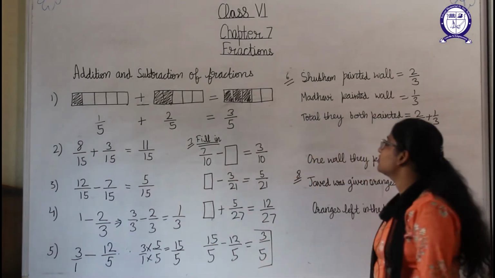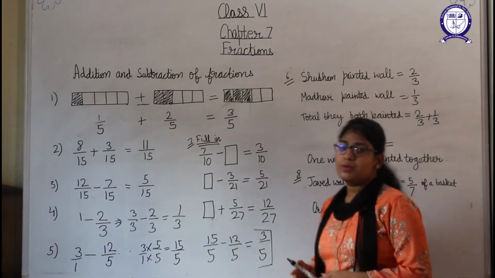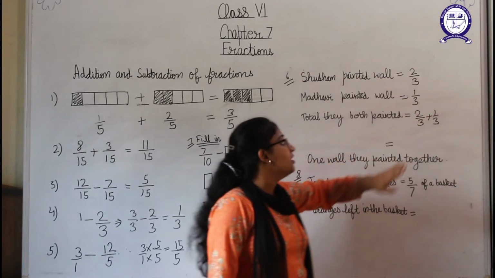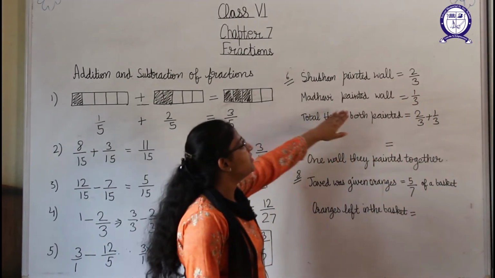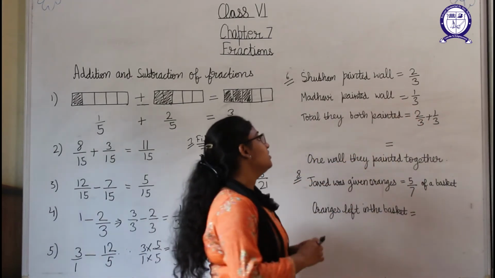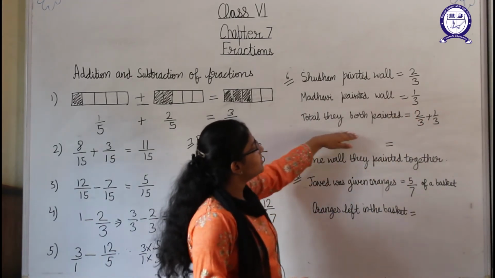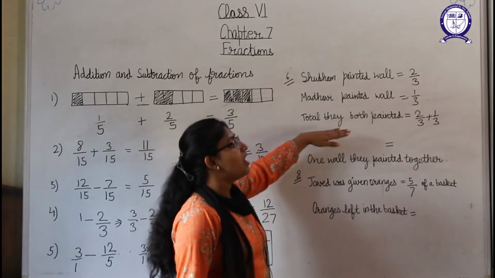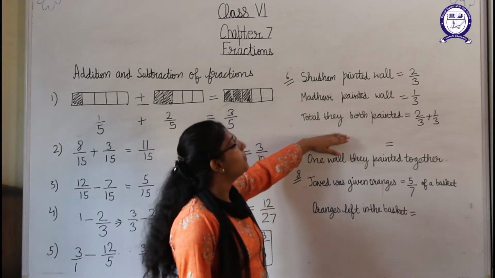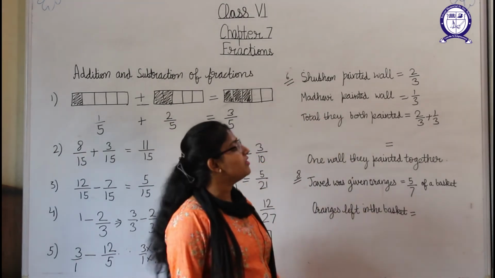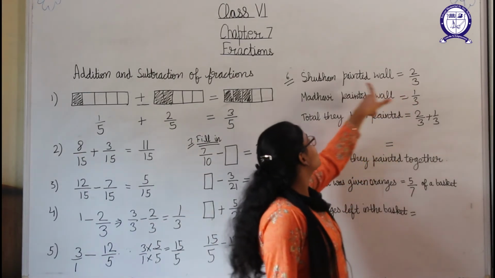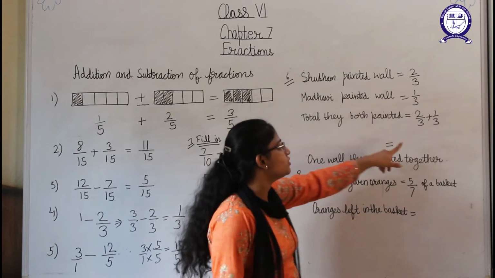Now in the sixth question it is given that Shubham painted 2 by 3 of the wall. Okay. And his sister Madhavi painted 1 by 3 of the wall. So it is asked how much of the wall both the brother and sister painted together in total. So what we have to do, we simply add them. Here 2 by 3 is the fraction for Shubham and 1 by 3 for Madhavi, so we will add them.